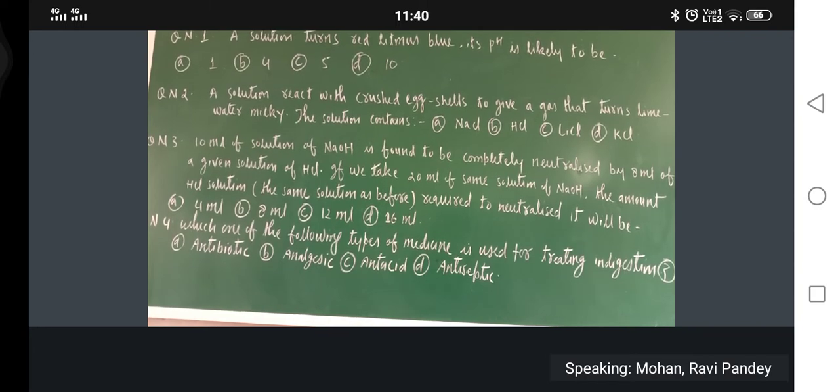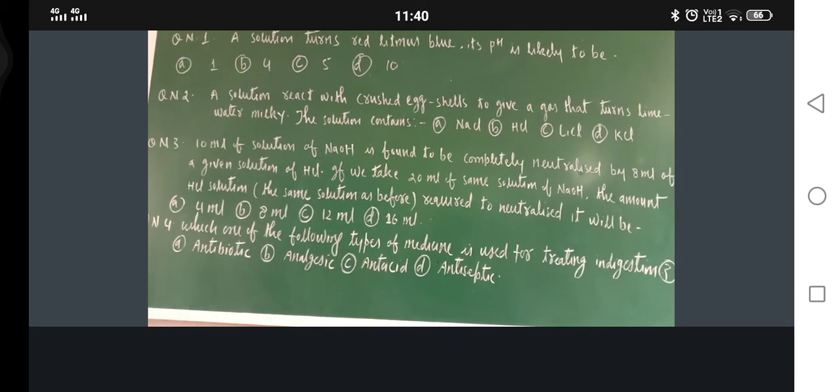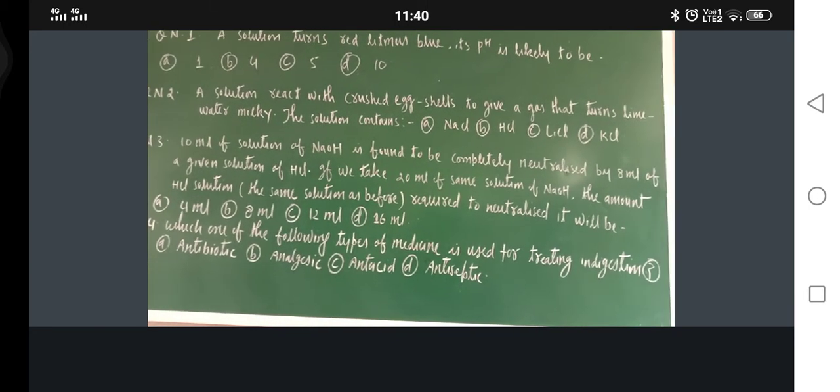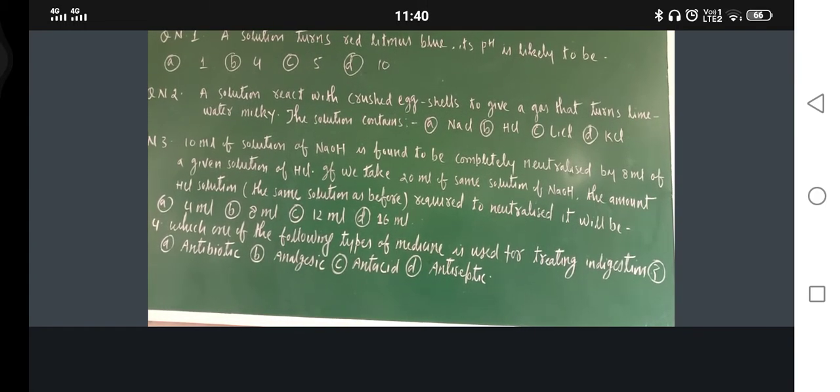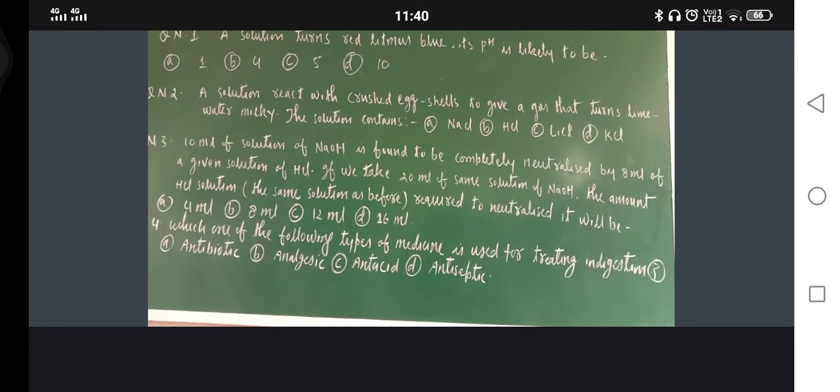Okay, I will write the reaction also. Actually, that hint also they have given. What is that hint? That it evolves one gas which turns lime water milky. So the only gas which turns lime water milky is carbon dioxide gas. So just see when calcium.